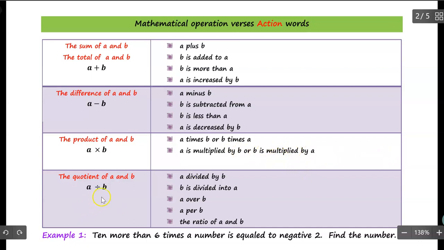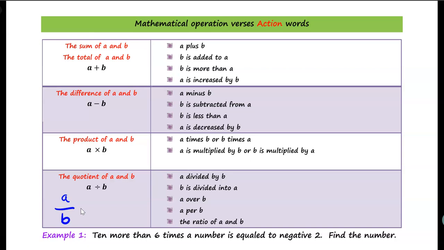For the quotient, we have a division here. Sometimes we can express the statement like this: the expression is A over B. I can express this as a fraction as well. So I can say A divided by B. If you are starting with B, then you should say B is divided into A, or A over B, A per B, or the ratio of A and B. They all represent these two being divided by each other.